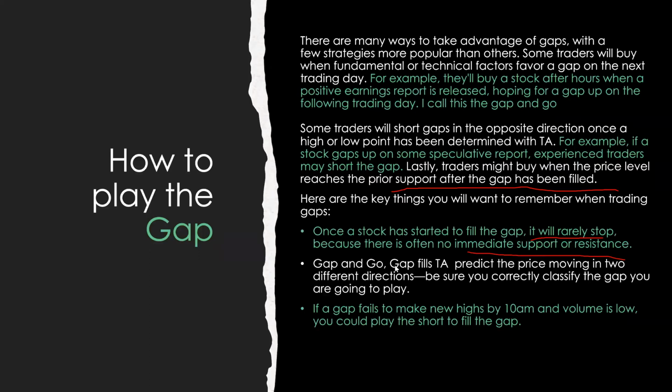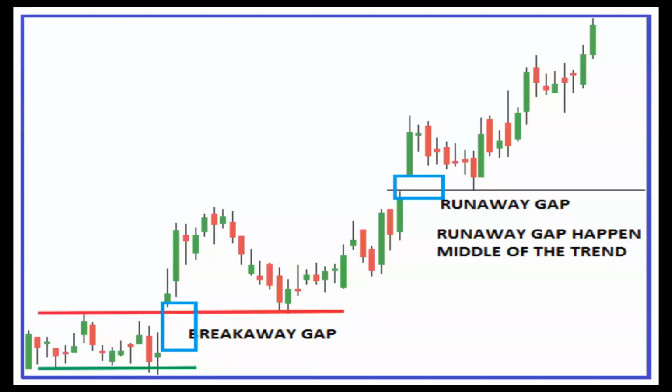The gap and go is when the gap fills, TA predict the price moving in two different directions. There's a gap fill and a gap and go. So be sure you correctly classify the gap you're going to play, whether it be the gap and go or the gap fill. I'm going to show you guys both of these. If your gap fails to make new highs by 10 a.m. and volume is low, you could play the short, play the fade, saying that this gap's most likely going to be tested and filled because there's just no volume on the breakout.